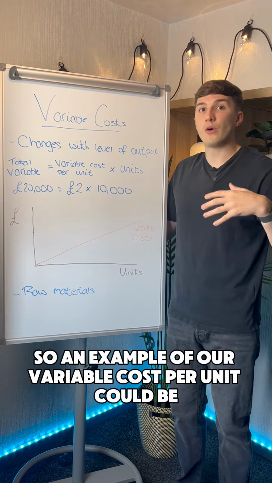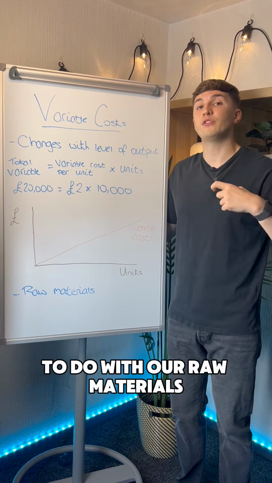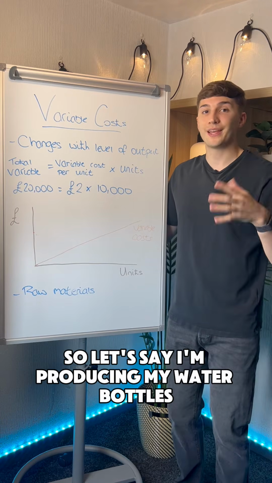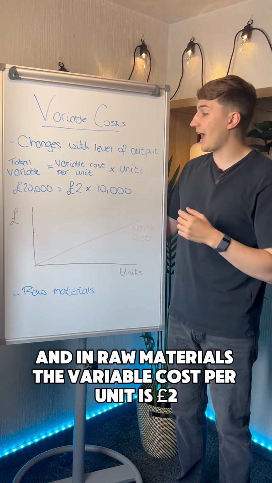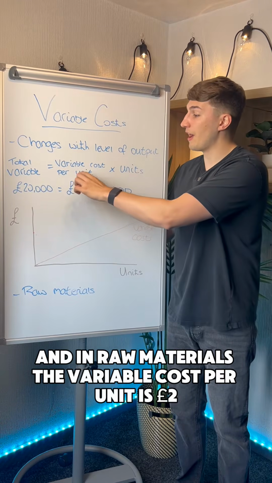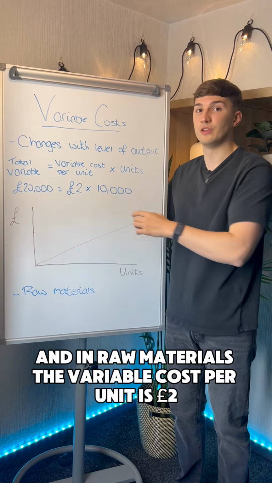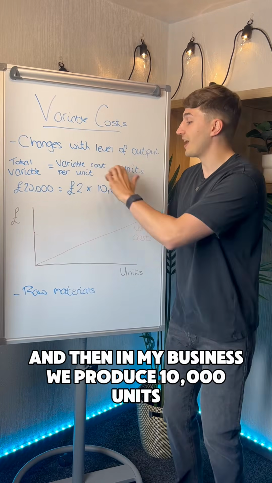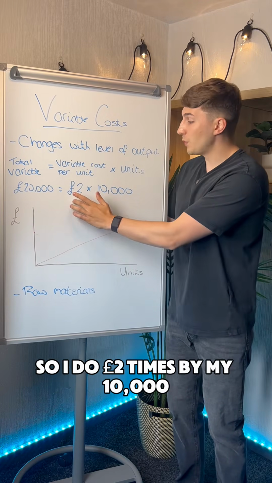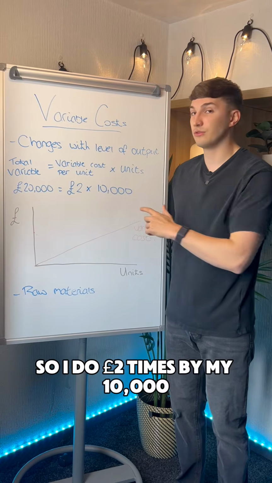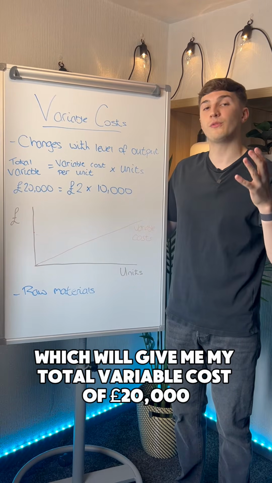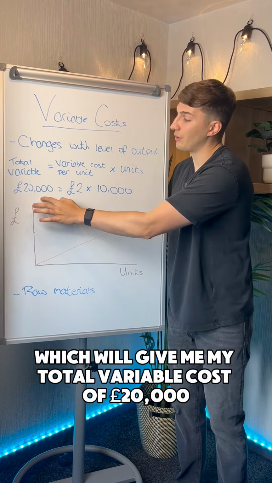So an example of our variable cost per unit could be to do with our raw materials. So let's say I'm producing my water bottles, and in raw materials, the variable cost per unit is £2. And then in my business, we produce 10,000 units. So I do £2 times my 10,000, which will give me my total variable cost of £20,000.